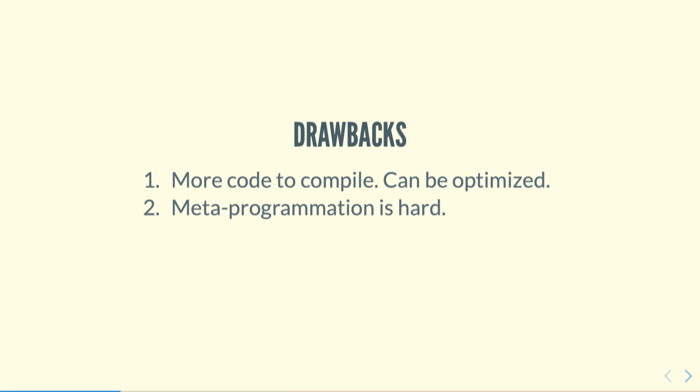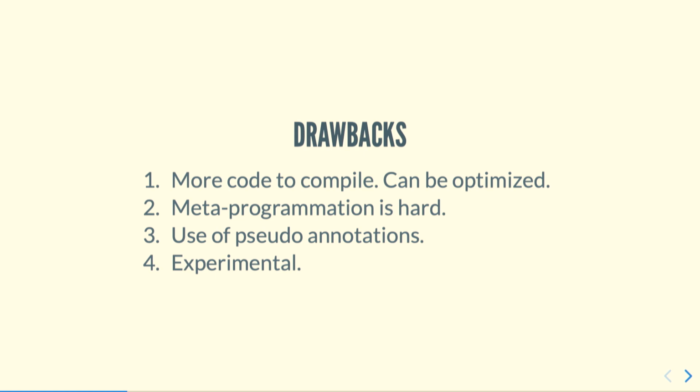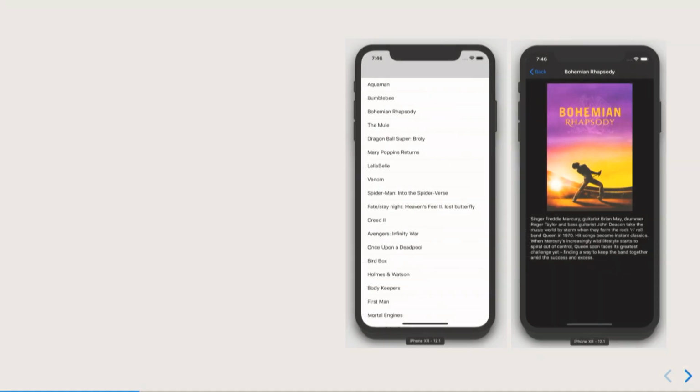Metaprogramming can be hard and kind of problematic. Then it's also using pseudo annotations, which can be a problem because it's not fully supported by Swift yet. And it's also, at the time, pretty experimental, to be honest. We're not using it at Scrib very widely. We're starting to use it, and we're definitely thinking about it, but it's still pretty experimental, and we'll see how it scales with time.